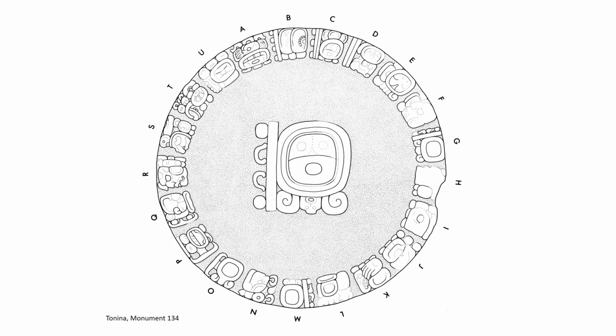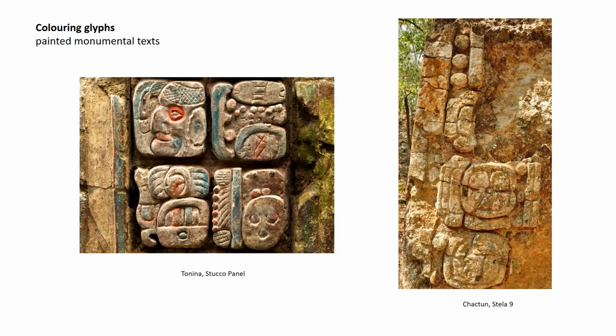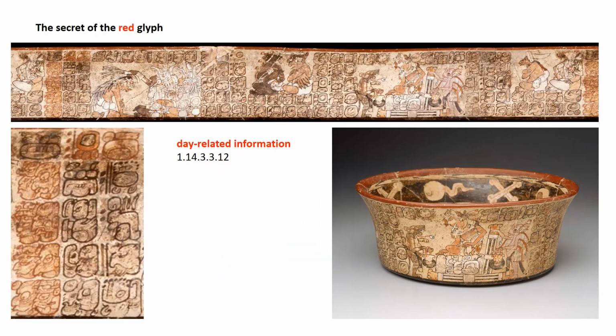And now comes the color. We don't have many colored hieroglyphs on monuments because of the nature of the thing. They got into the earth and lost their colors. We have some here at Tonina. But the nice thing is that we have colorations in the calendar. This is the red part of the calendar hieroglyphs, huge hieroglyphs that are painted red. All day-related information is always painted red. We don't know yet why they painted it red, but it's a pattern that we can observe.